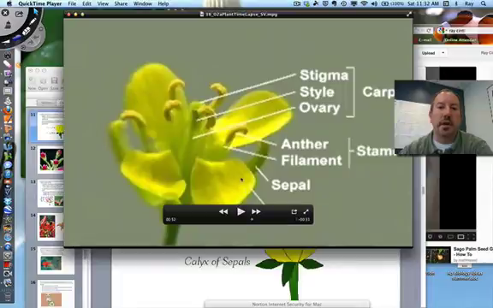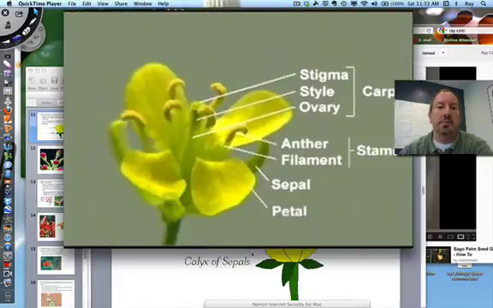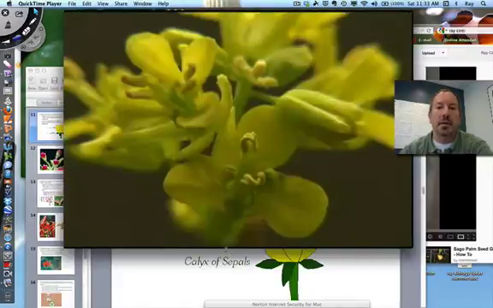Let me pause it for a second. You can see here in the center is the female, so stigma-style ovary, which is making the carpel. And then here are the many different anthers, which are producing the pollen held up by the filaments. And there's the sepals that were protecting that a moment ago. So it's kind of neat.